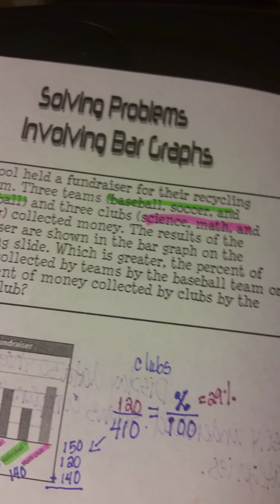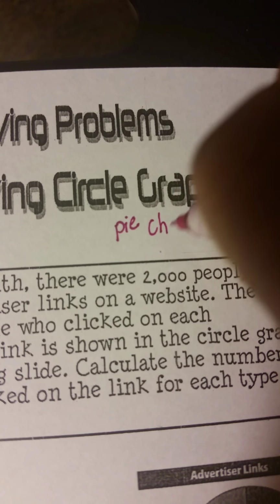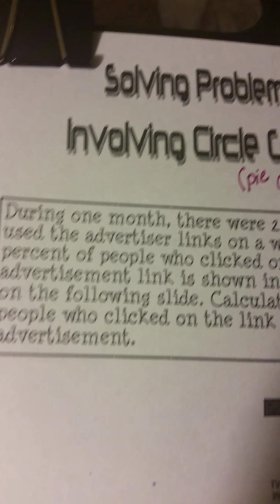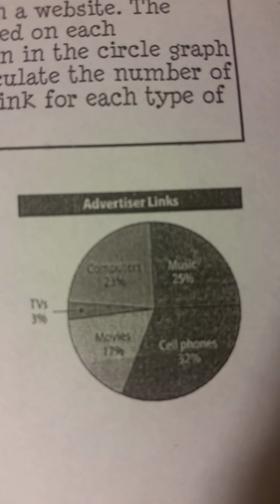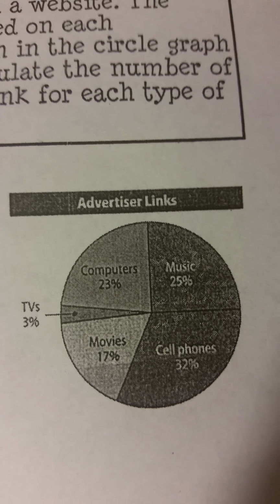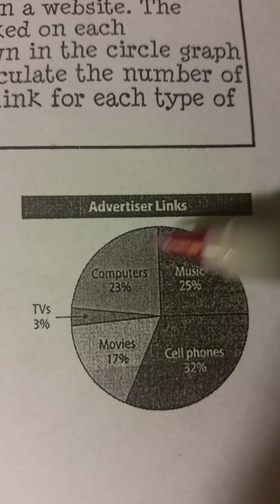Now we're going to move on to the circle graphs, or you can call them pie charts. We'll put that down here: pie charts. Either way. Now here we have our circle graph. I always tell you to look at the title of the graph, and look at what you have here.